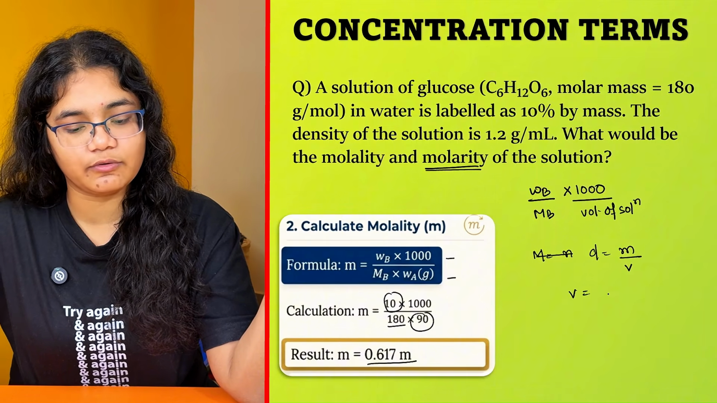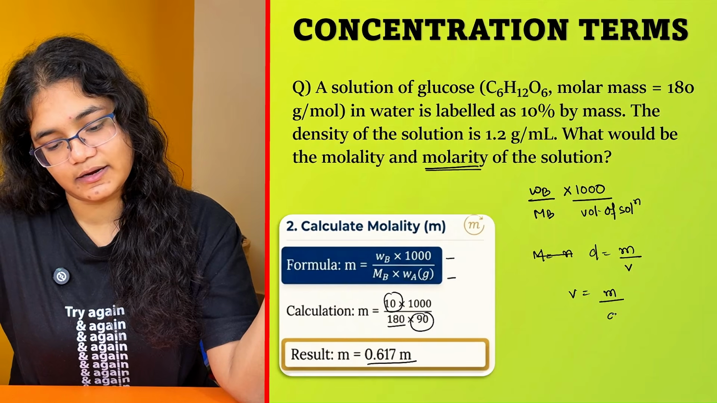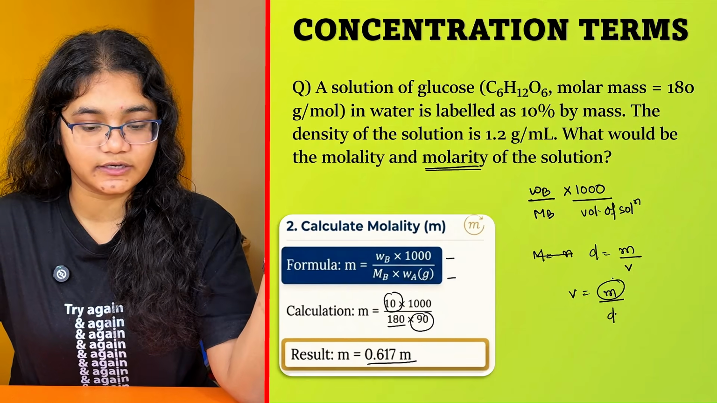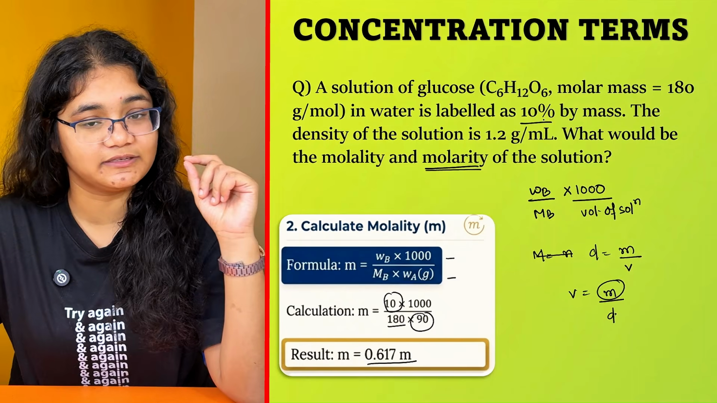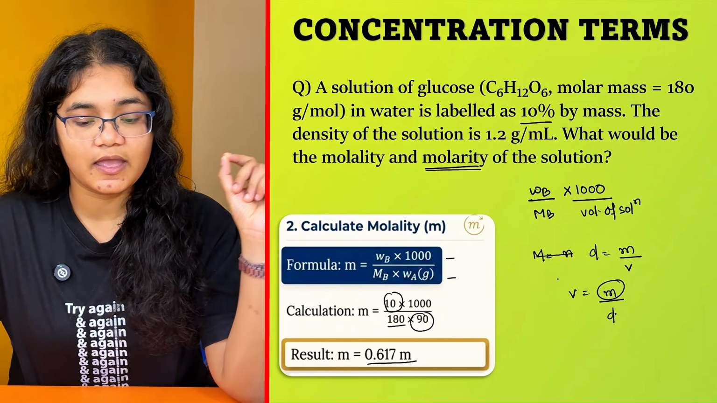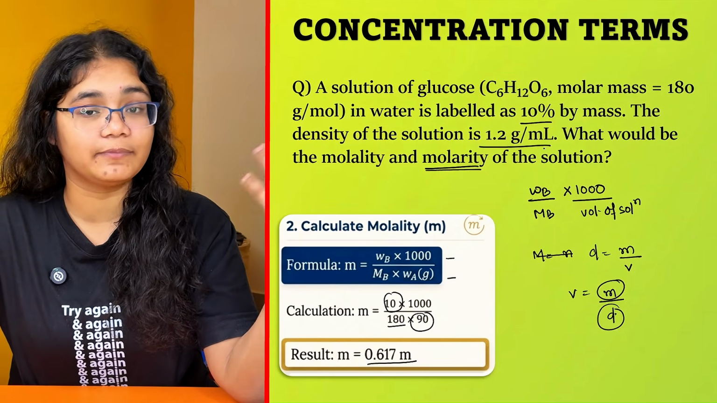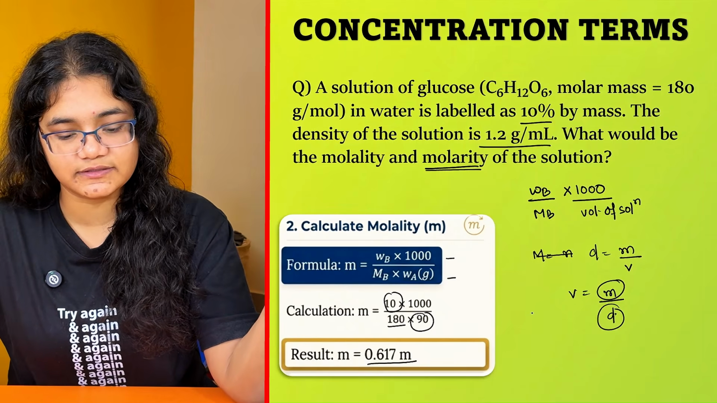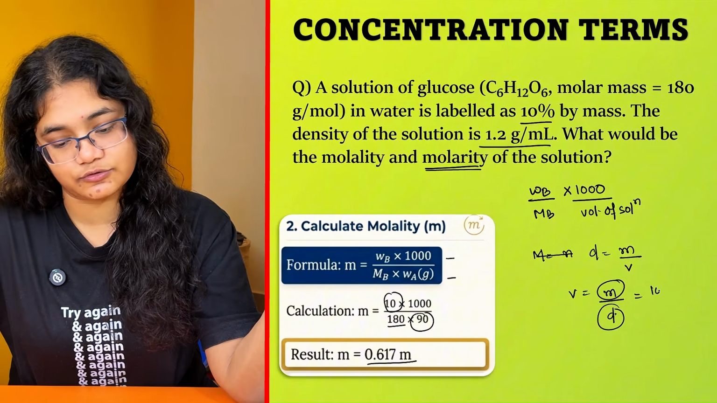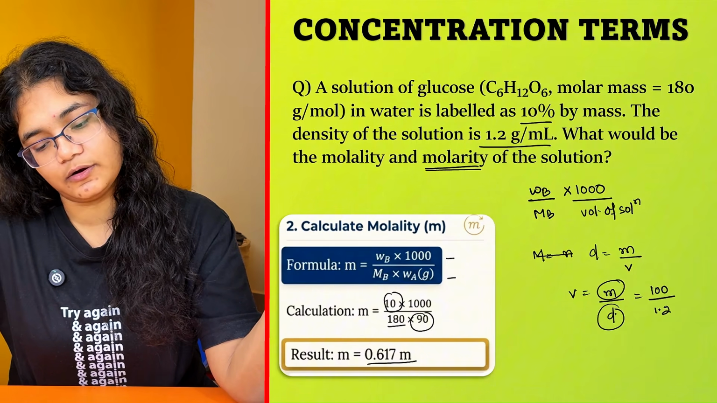Now see, volume will be equal to mass by density. M is what? Mass of the solution. When it is given 10%, that means mass of the solution is 100 grams. And then you have been given the density. Density is how much? 1.2 gram per ml. So what is the volume of the given solution? The volume of the given solution is 100 by 1.2.